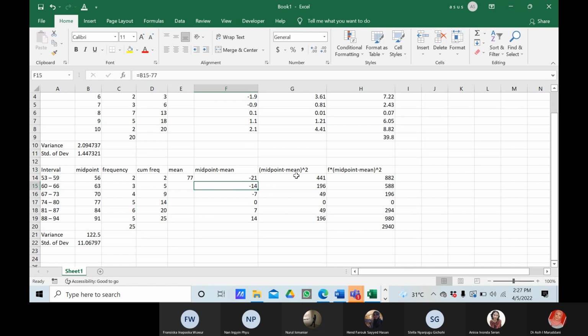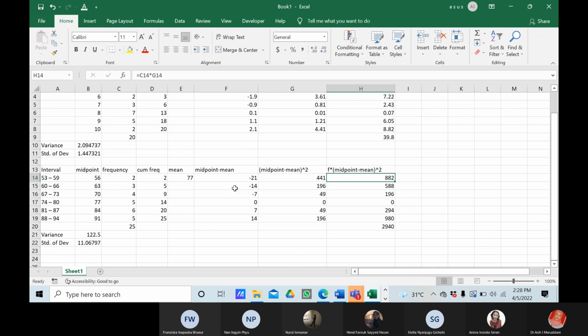Then the following column is the square of the midpoint minus mean. We have the square of minus 21. It is 441. The second row is the square of minus 14. It is 196, and so on. And the last one is the square of 14, which will be 196.